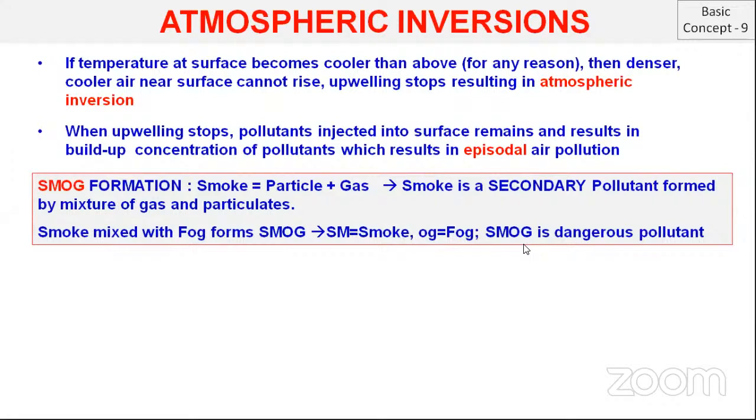Now we have to understand what smog is. Smog is a complex, hybrid word formed between smoke and fog. Fog is that icy and watery layer in the vapor form, leading to smog formation. Smoke itself is defined as a mixture of particles and gas. Many people do not know about this. If there is no particle in the gas, then it is not called smoke, right? Smoke is a mixture of particles and gas.